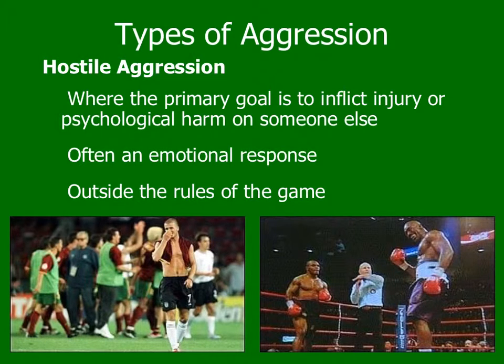So first of all, hostile aggression. This is where the primary goal is to inflict injury. So it's often an emotional response or reaction, and this is the type of aggression that will be outside of the rules of the game. So extreme examples, Tyson biting off Holyfield's ear, somebody punching someone in rugby, for example, the extreme obvious examples of aggression which are hostile.